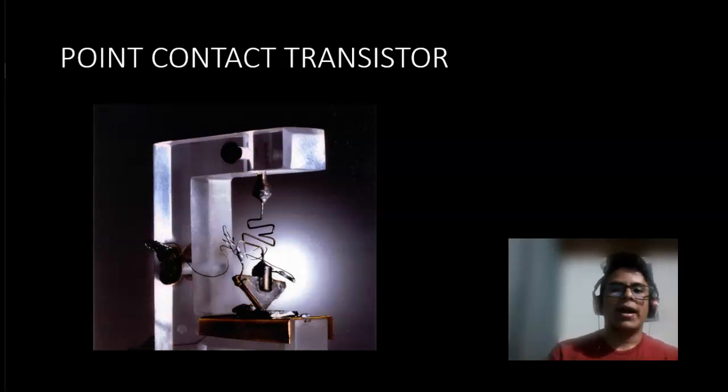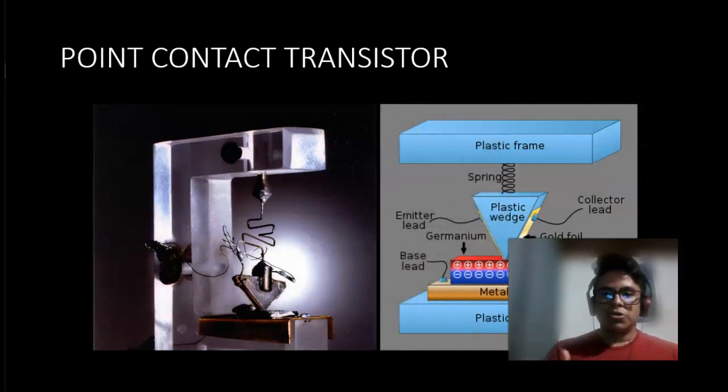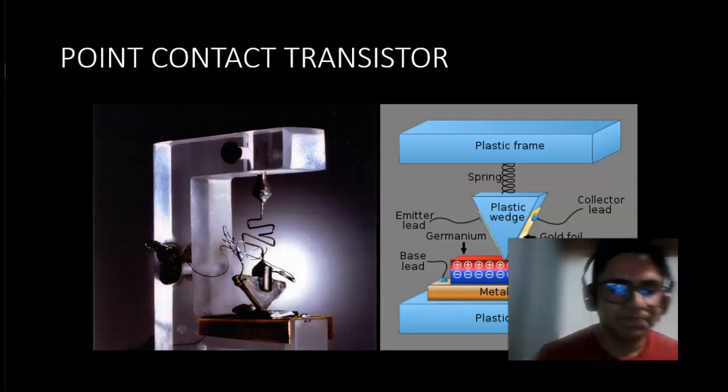The base current can modulate the resistance seen in the collector, hence the name transfer resistor. It is based on surface effect, little known at the time. It's difficult to manufacture, fragile, and noisy.